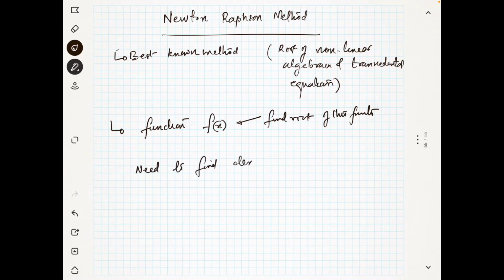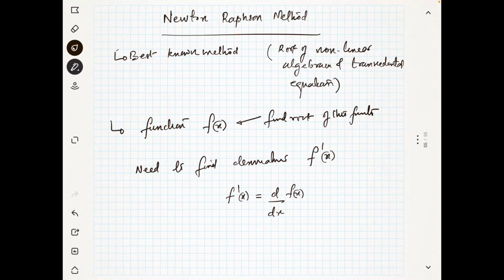You need to find the derivative also. Derivative, that means f dash of x. What is f dash of x? It is d by dx of f of x. You need to know f dash of x, or you need to calculate it. Without f dash of x you cannot proceed.